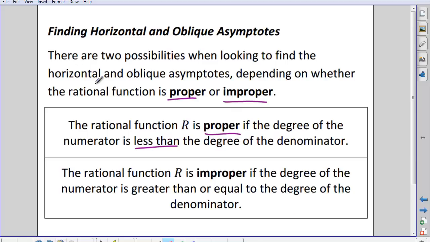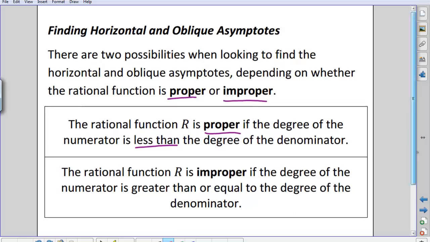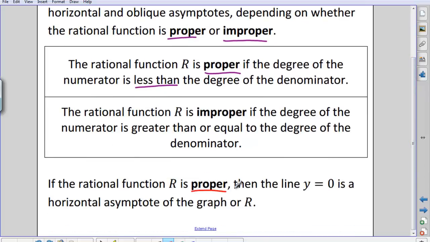And so what does that have to do with horizontal and oblique asymptotes? Well, if it's proper, then y equals 0 is the horizontal asymptote of the graph. And remember, when we talked about horizontal and oblique asymptotes, we said there's always just one of those. So if you have a horizontal asymptote, you do not have an oblique asymptote, and vice versa. You can also have neither. We'll see cases of that as well. But if it's proper, y equals 0 is a horizontal asymptote.